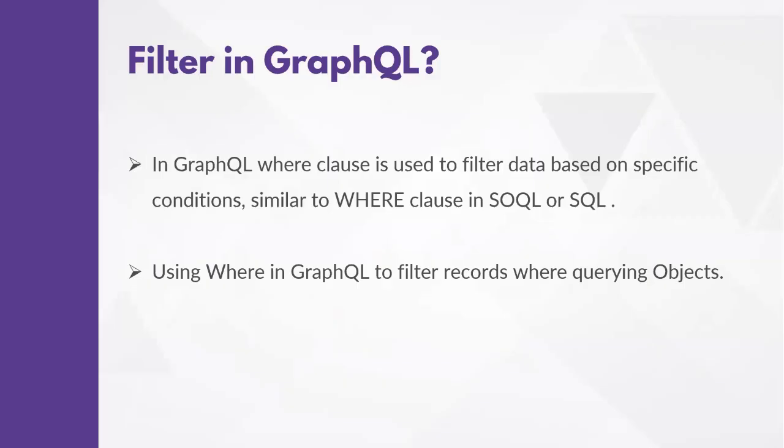So what exactly are filters in GraphQL and why do we need them? If you want to apply filters in GraphQL queries, we can use the where clause, and it is used to filter data based on a specific condition. It's similar to the where clause in SOQL or SQL. The way we used to write the where clause in SOQL or SQL, it's similar to that.